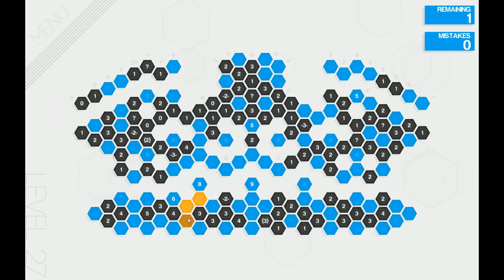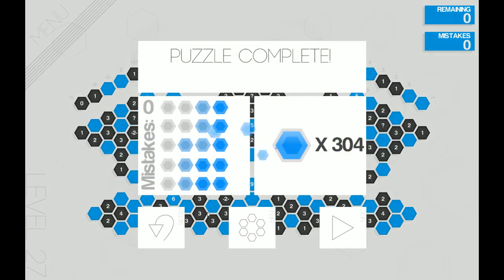Alright, so we know one of these is going to be selected for the 4, which would solve the 3, so we can eliminate this top one. So for that, we have 1, 2, 3. Getting a perfect in that puzzle.